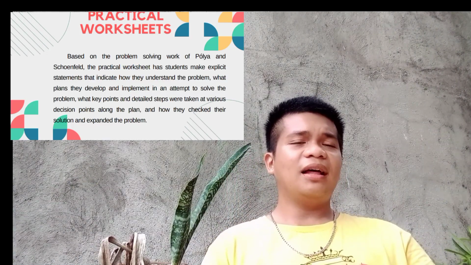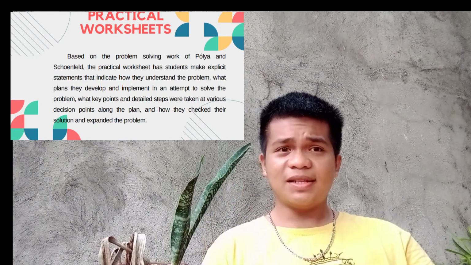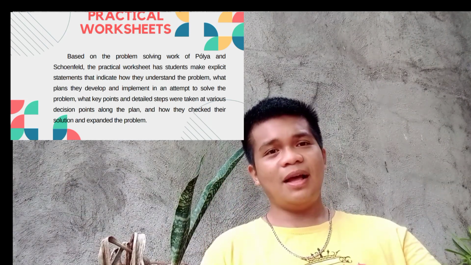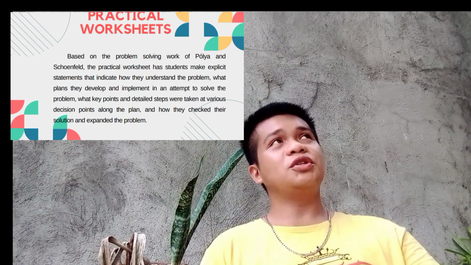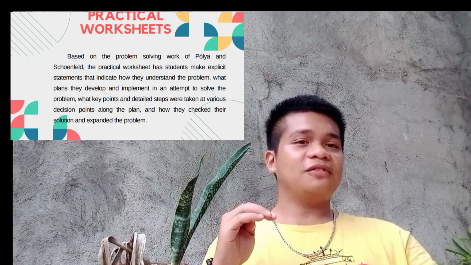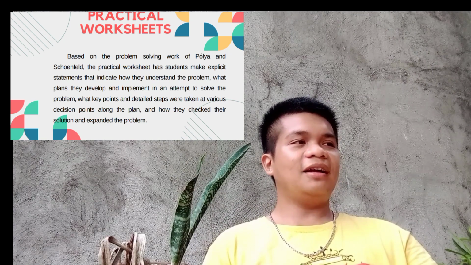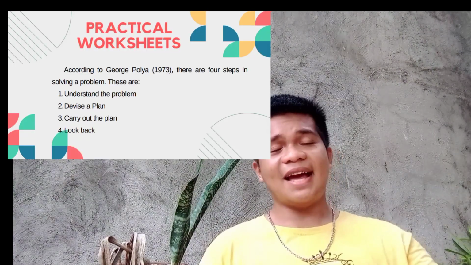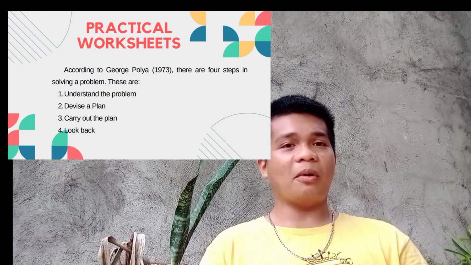According to Polya, there are four steps. There are things that you should do or comply with in order to fully solve the problem. So these are the four steps in solving a problem. The first is understand the problem.